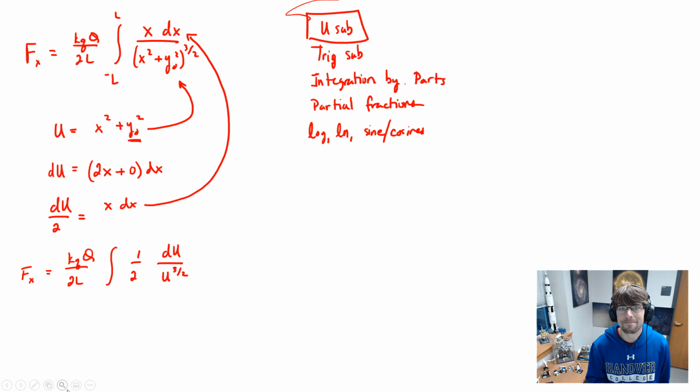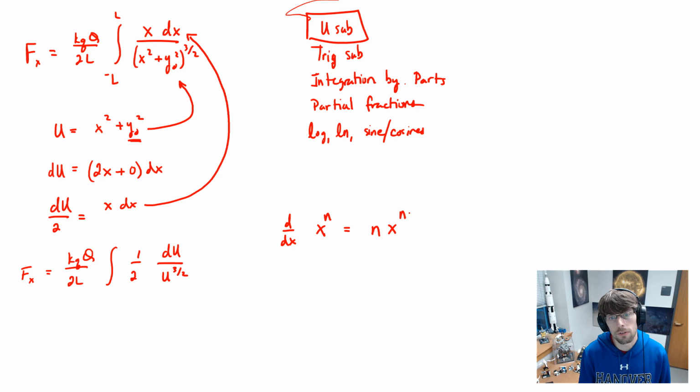And now you have to rack your brain. You say, okay, how do I do this? And this is just simply the power rule. We're undoing the power rule. The power rule for differentiation, if you recall, is you take the power of x, put it down in front, and lower the power by 1. So you take the power of x and put it in front, and you lower the power of x by 1.